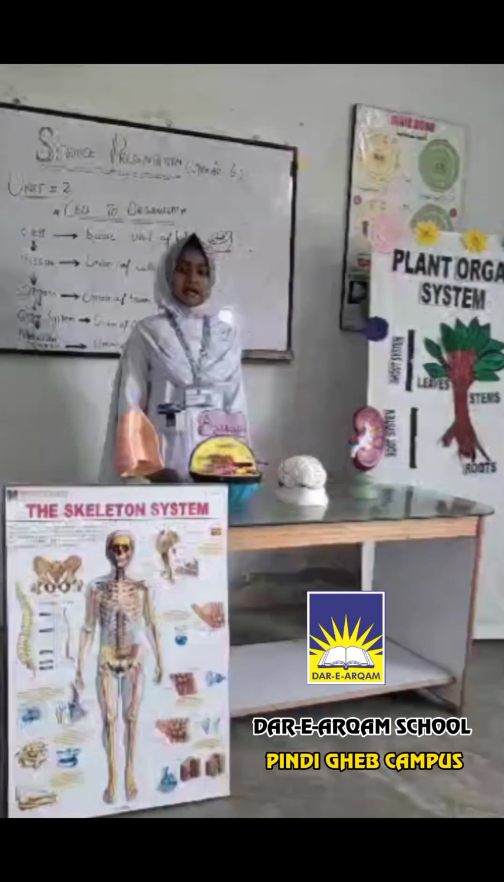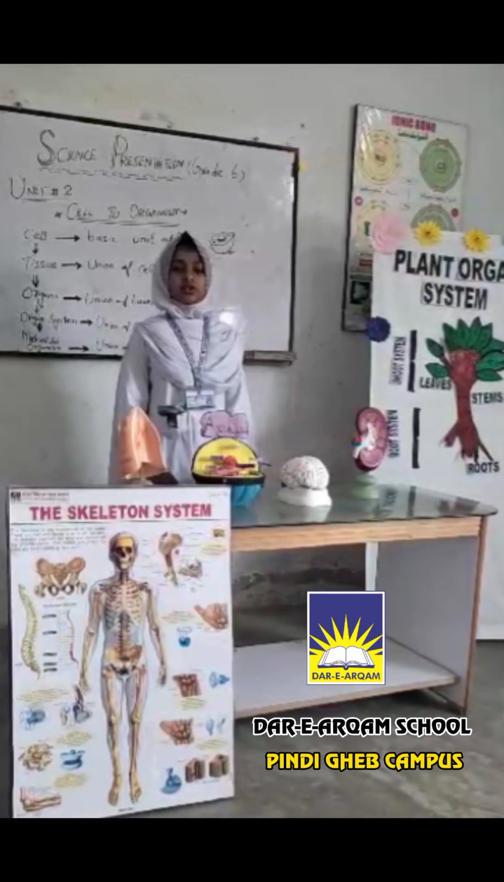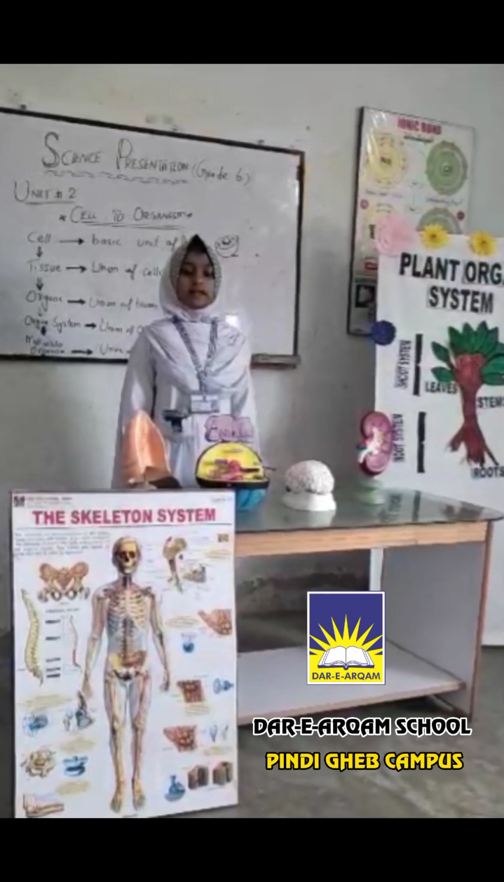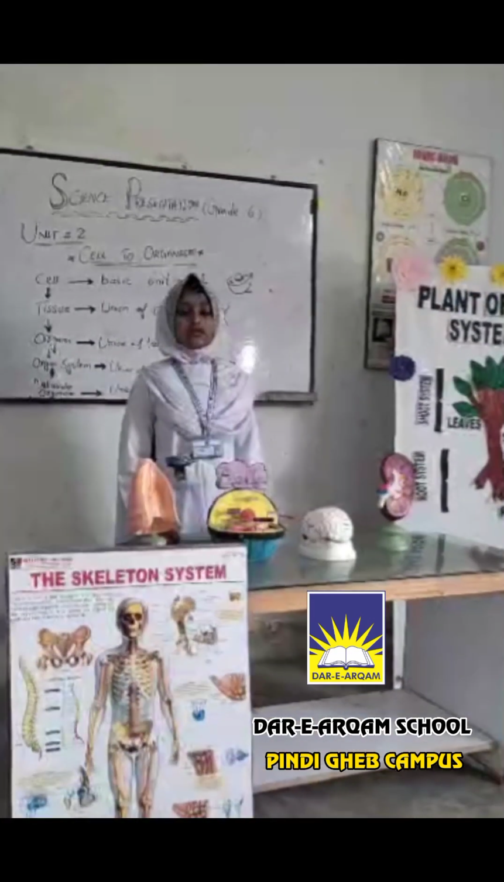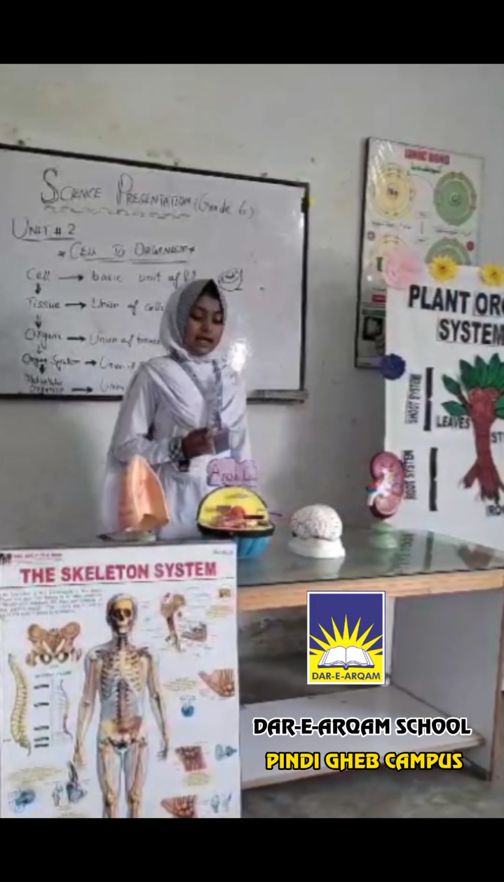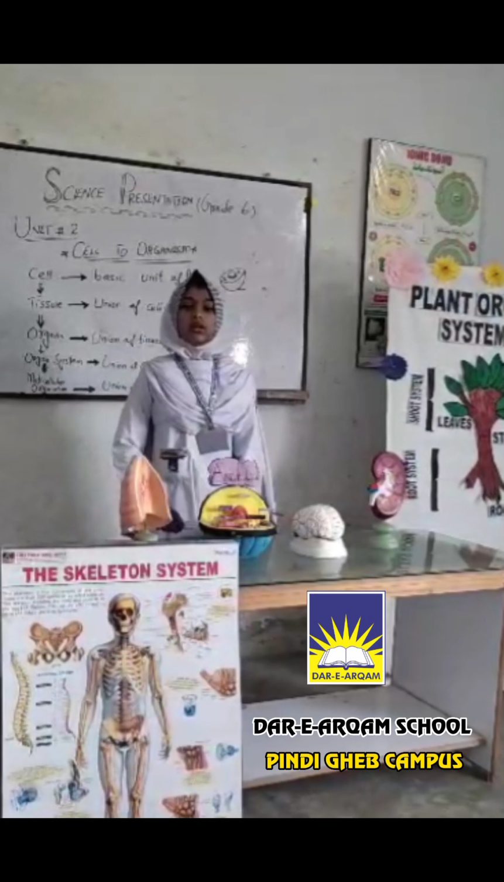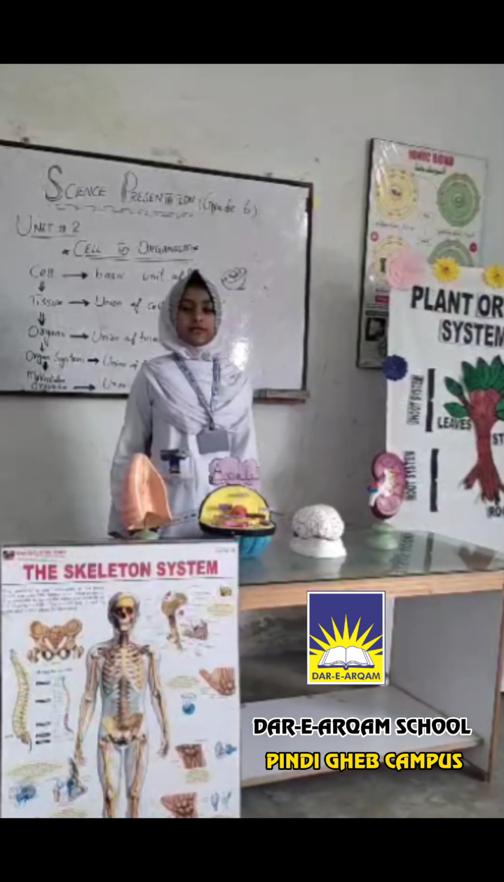Today I am here to present you this model of an animal cell. Cell is the basic structural unit of life. There are basically two types of cell, animal cell and plant cell, as two major organisms exist on planet Earth, animals and plants. Both animal and plant cells have some similarities and differences.